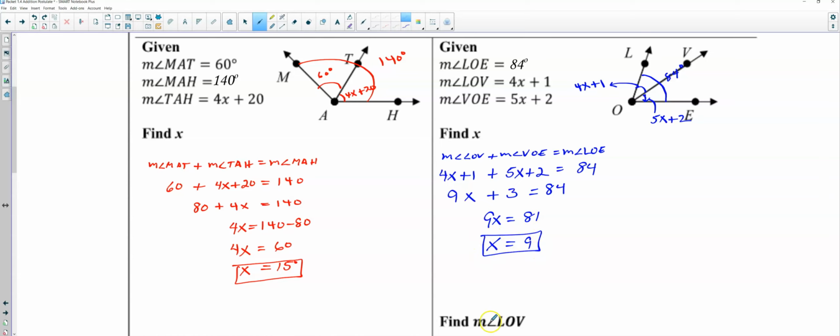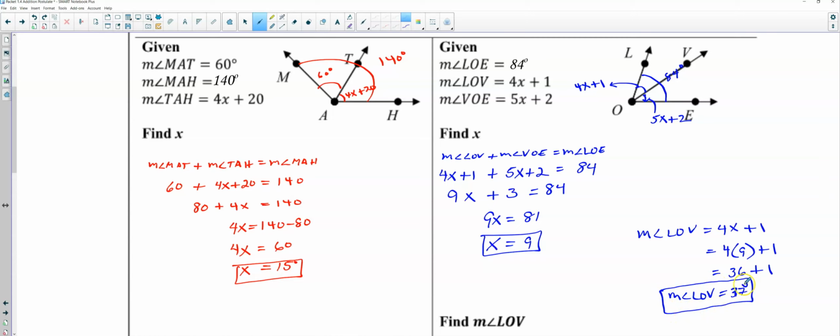Once I found that, it says find the measurement of angle LOV. Well, LOV is given right here, 4x plus 1. The measurement of angle LOV equals 4x plus 1. That means it's equal to 4 times 9 plus 1. 4 times 9 is what? 36 plus 1 equals 37. So 37, that is the measurement of angle LOV. And there's my answer. That's 37 degrees, right?